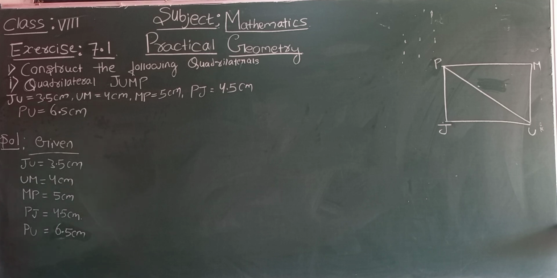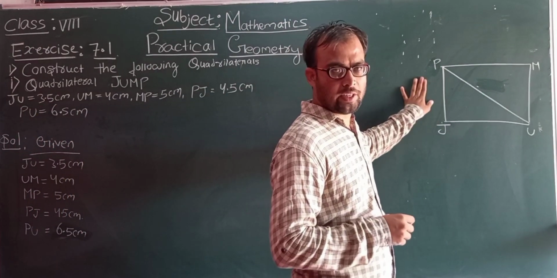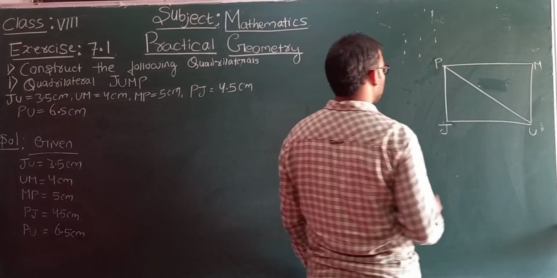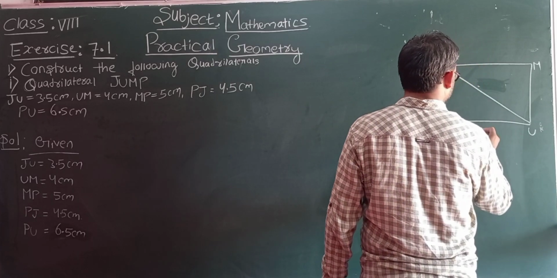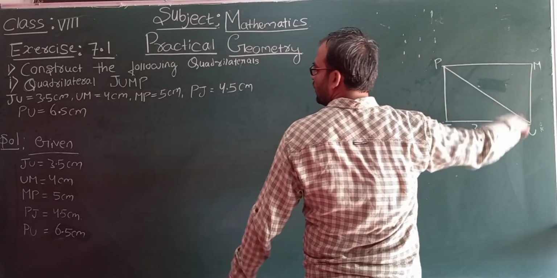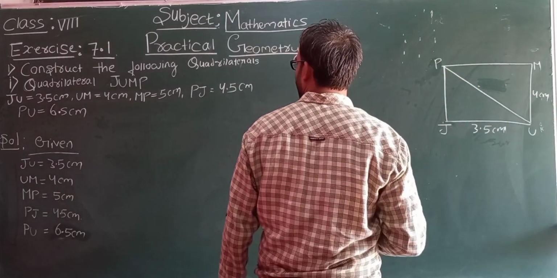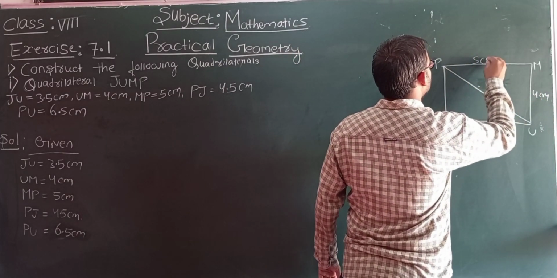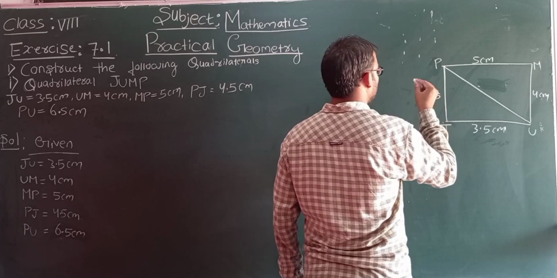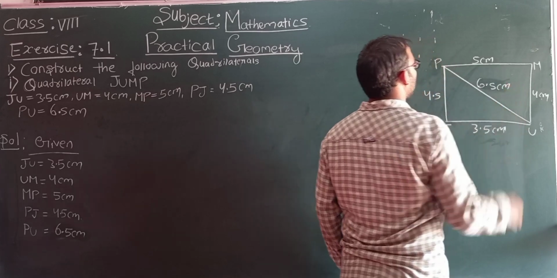So what is the first thing that I have told you? Here we need to write the given data. Now I have drawn the rough figure, that is quadrilateral JUMP. Now we need to write the measurements. JU is 3.5 centimeter. Next, MU or UM is the same, so it is 4 centimeter. Next, PM, that is MP, 5 centimeter. And PJ is 4.5 centimeter. And the diagonal PU is 6.5 centimeter.